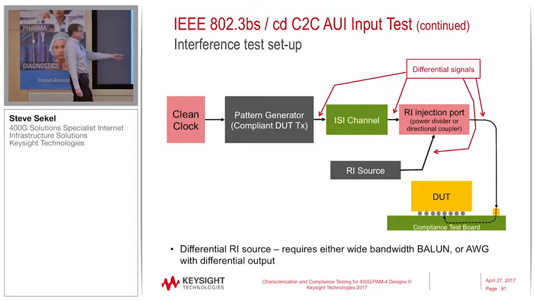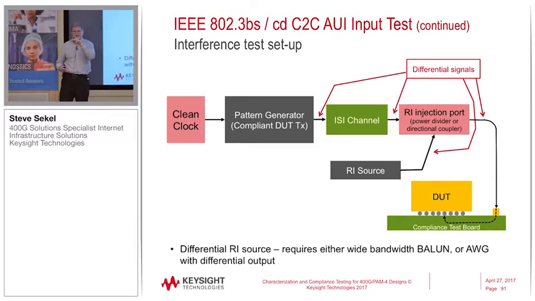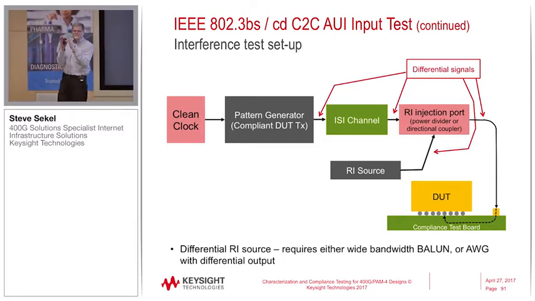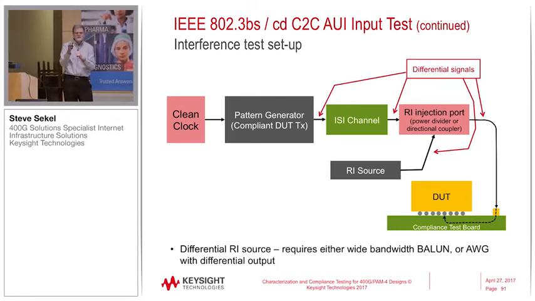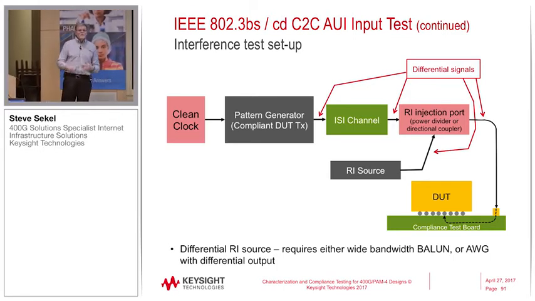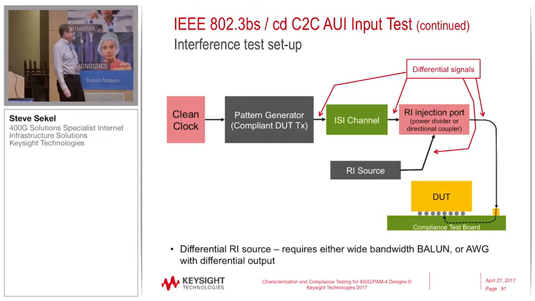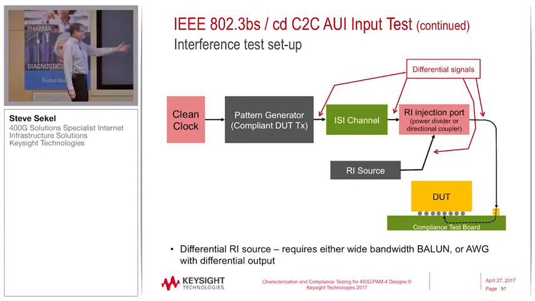And what does that mean? That means for the RI source that you need a balanced 180-degree phase split, and you have to inject it in both sides. It's not just single-ended, right? Because that would be common mode. You want a true differential mode. So how do you do that? You need a wide bandwidth balun.